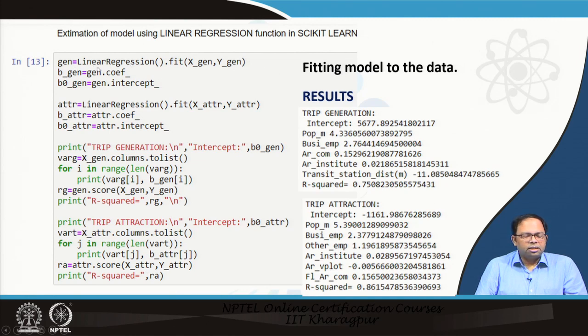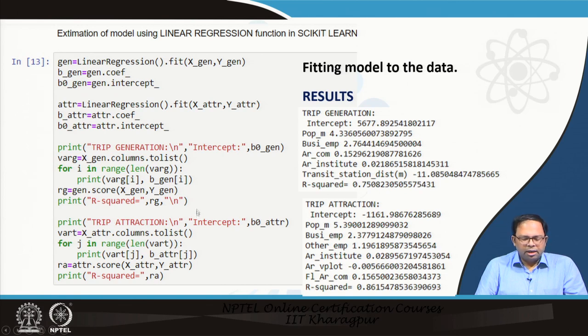We fit the linear regression model, and we have called this linear regression function, and then we have fitted that. We have put xgen and ygen. So, these are the two variables where we have stored the array of the explanatory variables as well as the dependent variable, and then we estimate the coefficient, and we also estimate the intercept and the other parameters as well. So, we do it for the generation model as well as for the attraction model, and then we print the intercepts and all the other results.